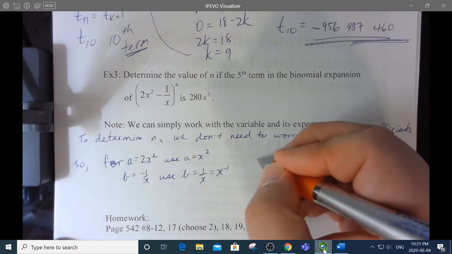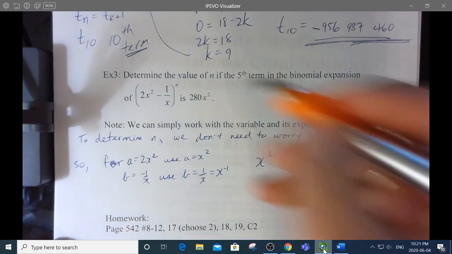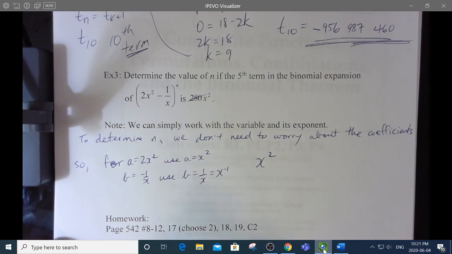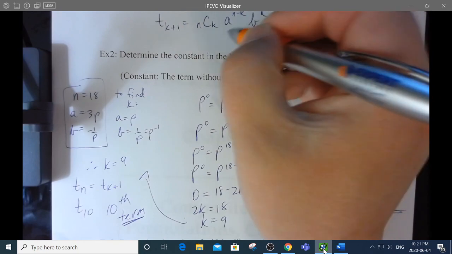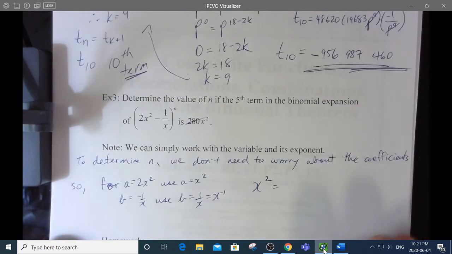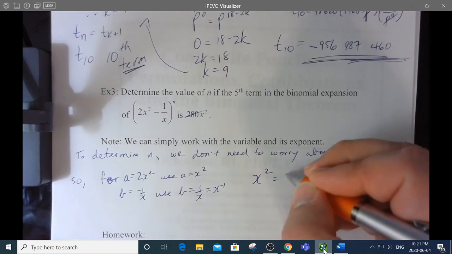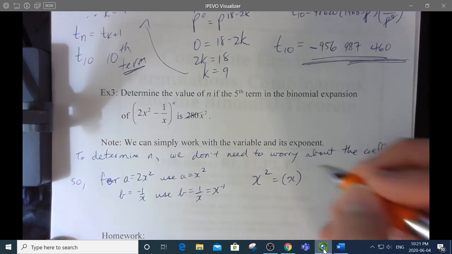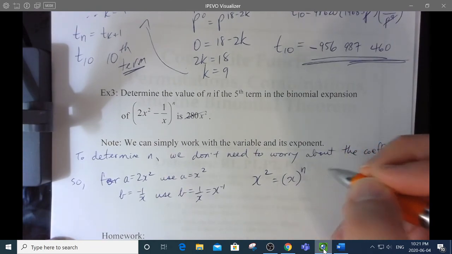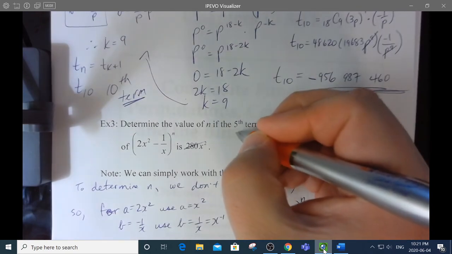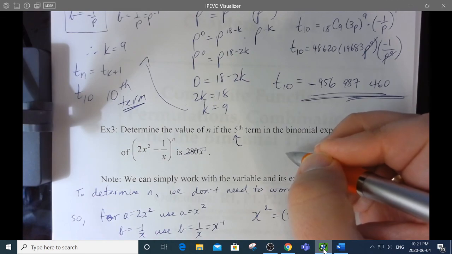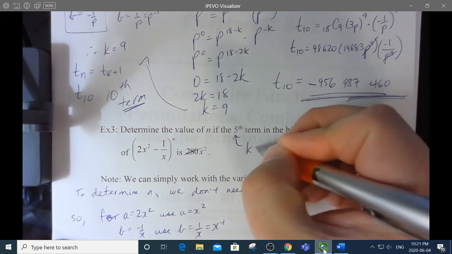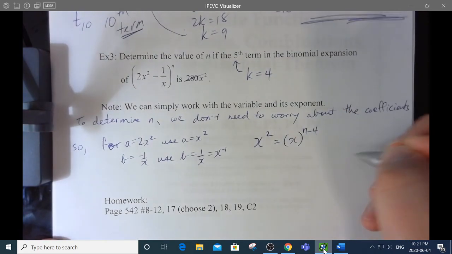So x squared, which is right here, and again the 280 doesn't matter, who cares about the 280, x squared is equal to, and again I'm basically just using this part of the formula. So that's a, which is x squared, to the n minus k. Well, I don't know n, but I do know, hang on, if it's the fifth term, then what do I know about the fifth term? If it's the fifth term, then k is 1 less than n. K is 4. So this is n minus 4.